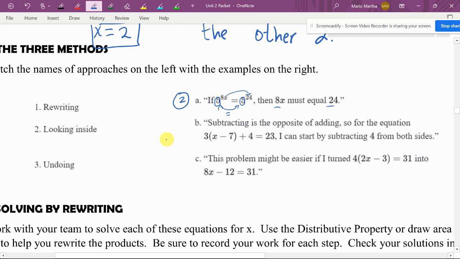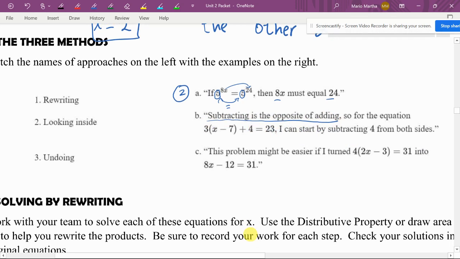So that's the looking inside. Part B says subtracting is the opposite of adding. So for the equation 3 times x minus 7 plus 4 equals 23, I can start by subtracting 4 from both sides. So they're doing the inverse operation here, which would be the undoing. We're undoing the adding of 4, which is subtracting 4.